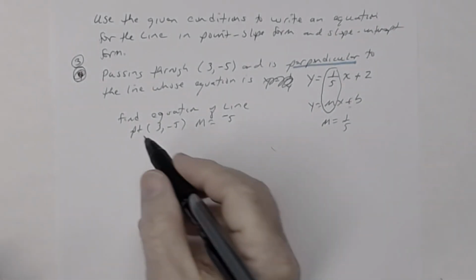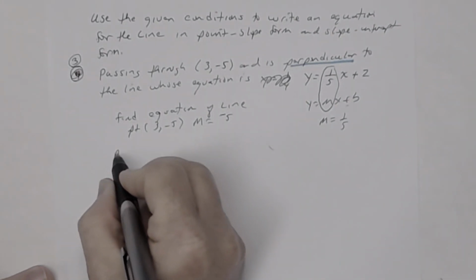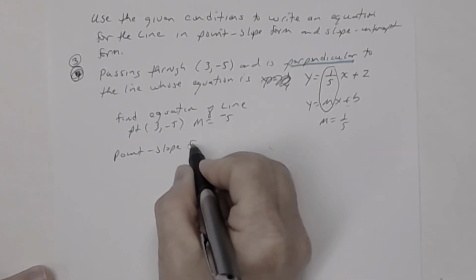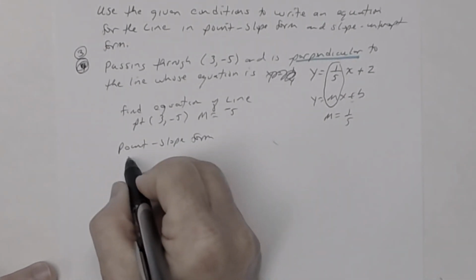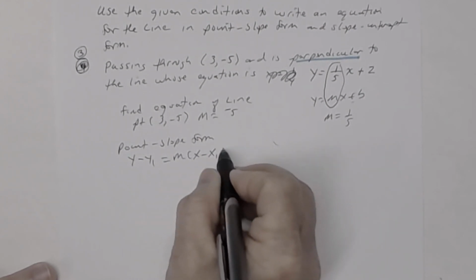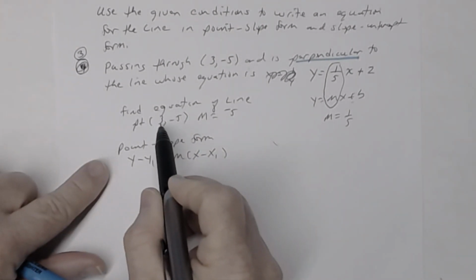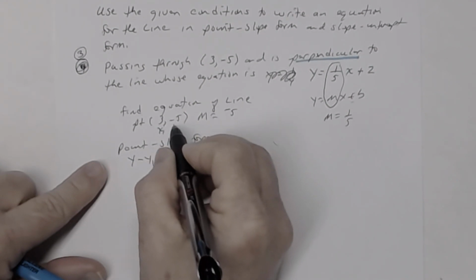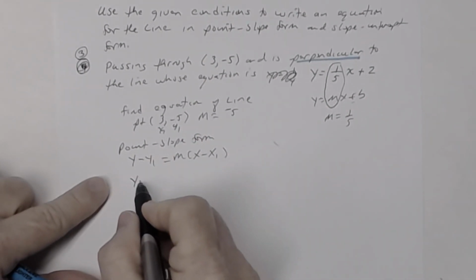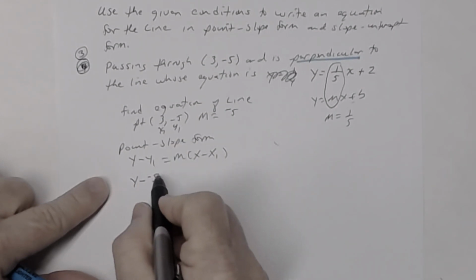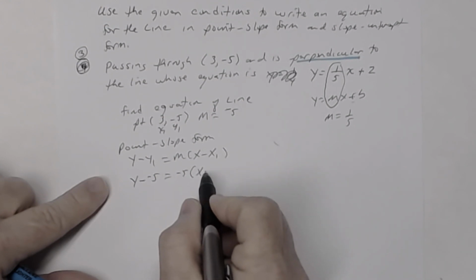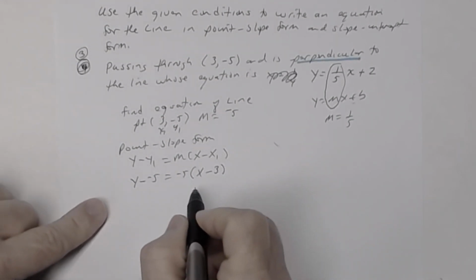All right, so let's go ahead and do the work. Point-slope form is y minus y1 equals the slope times x minus x1. This is your x1, I'll go ahead and label it, this is your y1, and there's your slope. So we get y minus negative 5 equals the slope, which is negative 5, times x minus 3.